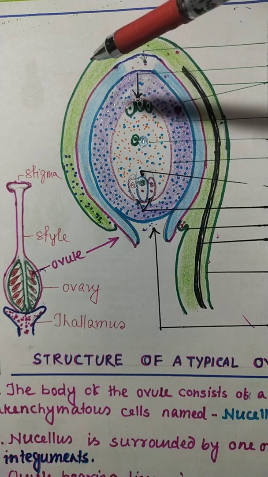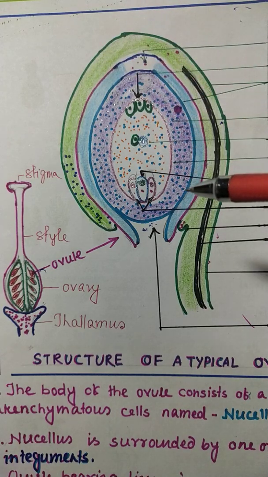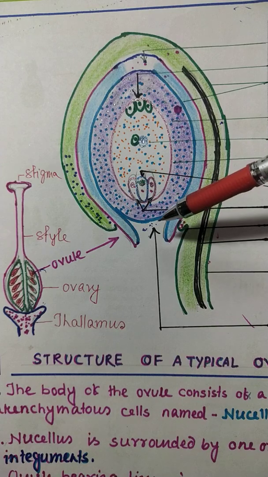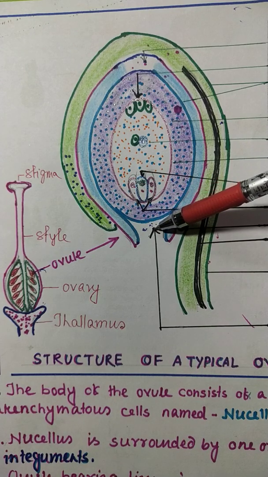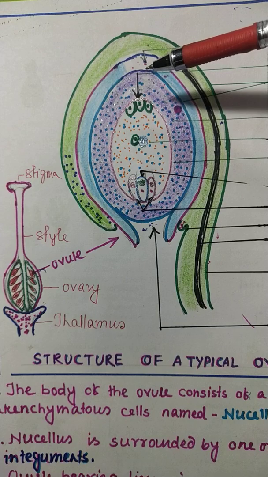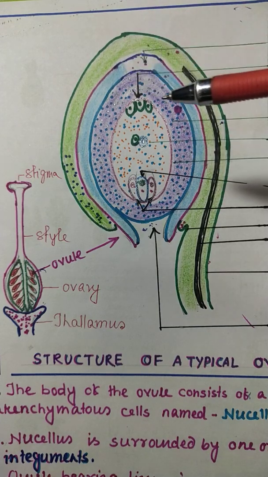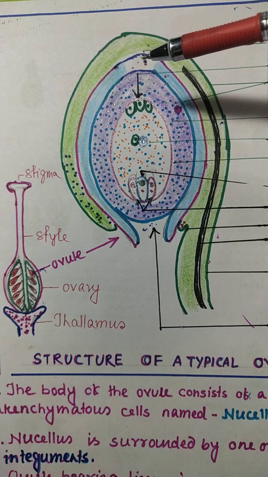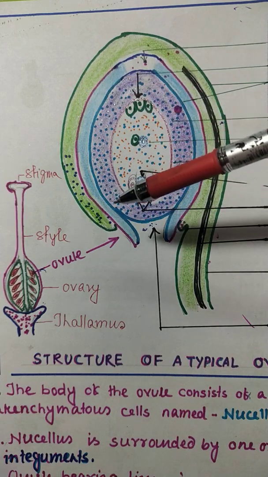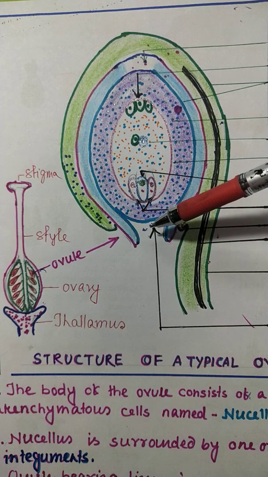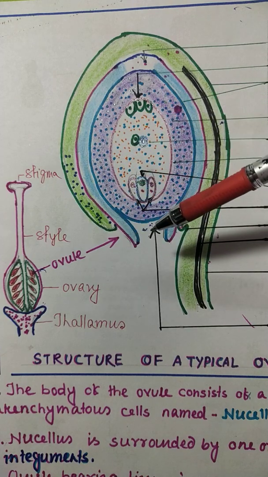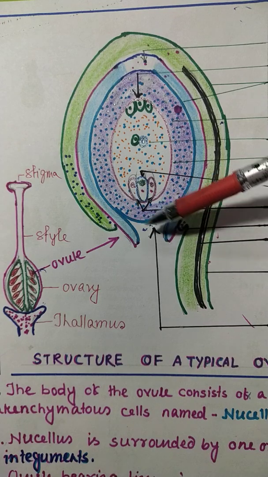Interestingly, these integuments leave a narrow pore or passage at one end. The end where the integument is not fully covered is called the micropylar end. This one is called the micropylar end, and opposite to the micropylar end, this end is called the chalaza. So if the micropylar end is here, then the chalazal end will be here. The pore or space where the integuments do not cover is called the micropyle.